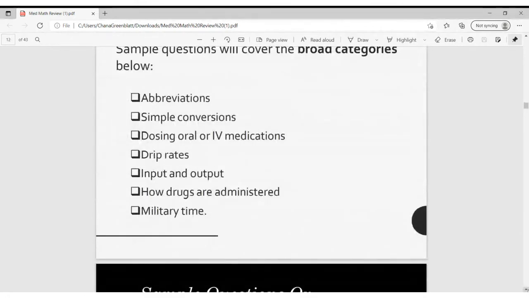Just some things to remind you. Know your abbreviations. Know that mg is milligrams, gm is grams. Just really getting into the habit of recognizing different things, knowing that PO is by mouth, IV is an IV medication.